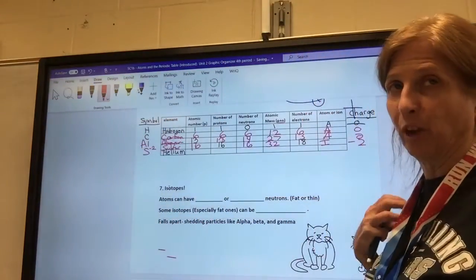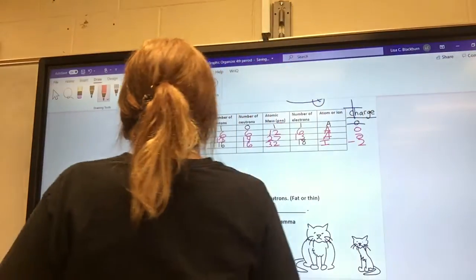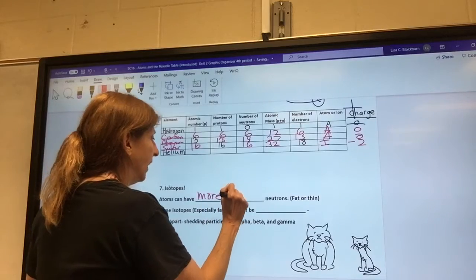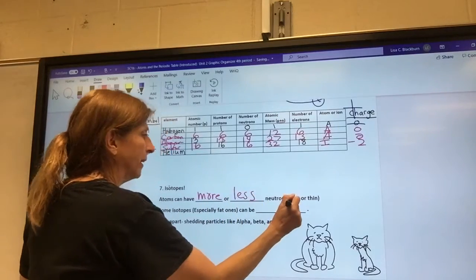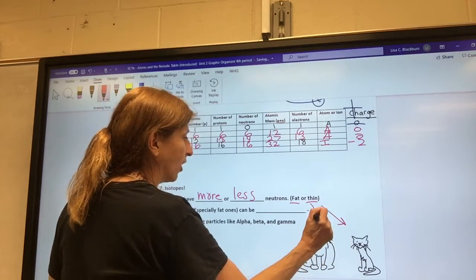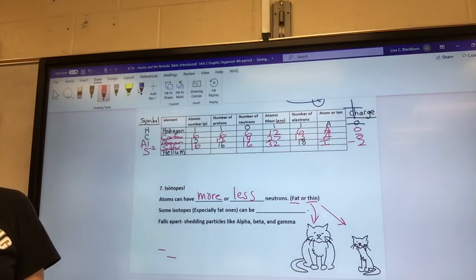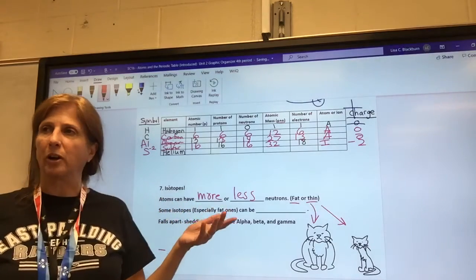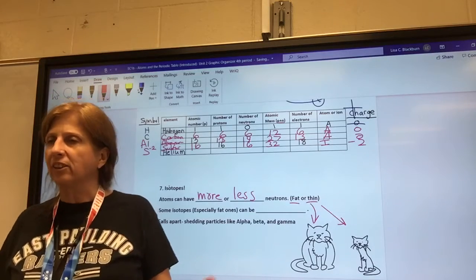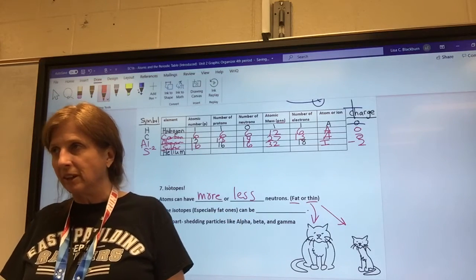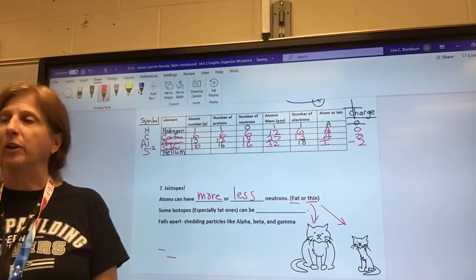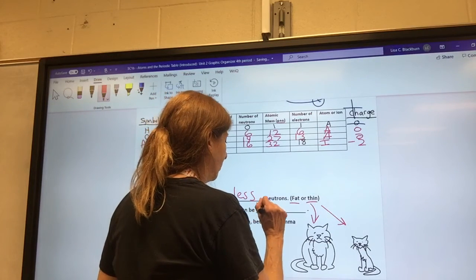Okay. Isotopes, not charges. Atoms can have more or less neutrons. They can be fat or thin. So I have 2 cats here, a fat cat and a thin cat. They are both cats, right? Just like if I have an isotope, a carbon atom, that has more or less neutrons, it's still carbon. It's just fat carbon or thin carbon.